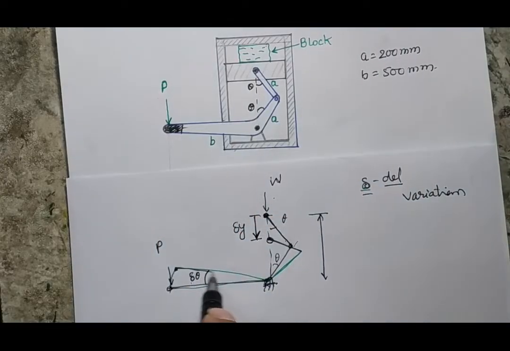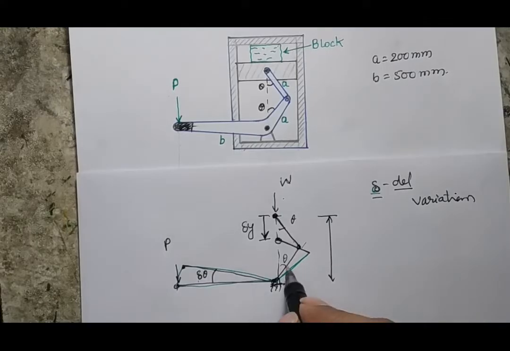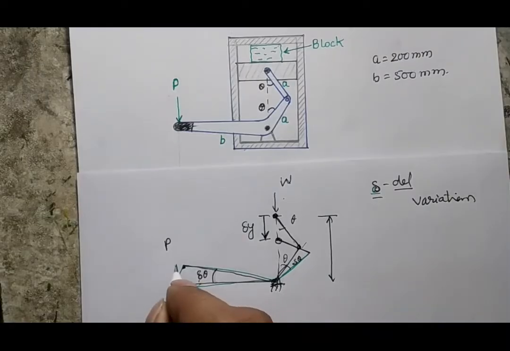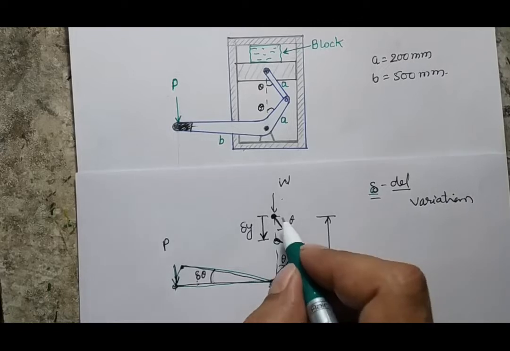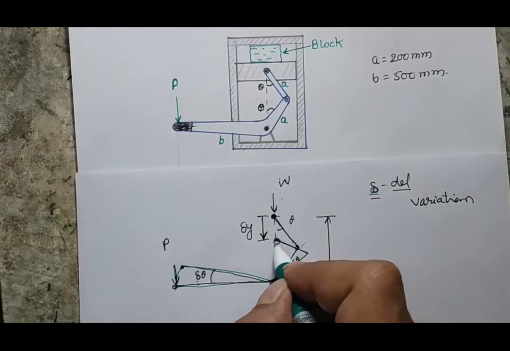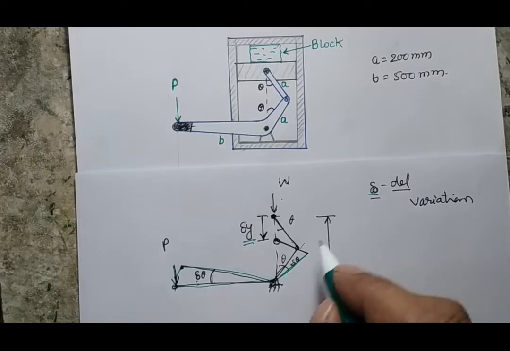So I have given a rotation to this, and because of this rotation, this link has moved by an amount of del theta here, and this link also moved with the del theta. Now I know that I am applying a force P here, and because of the virtual displacement this point has moved here. Similarly, there is a weight load W and the point has moved a distance del y. How can I find the del y?